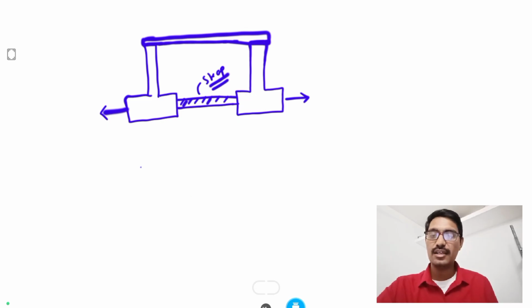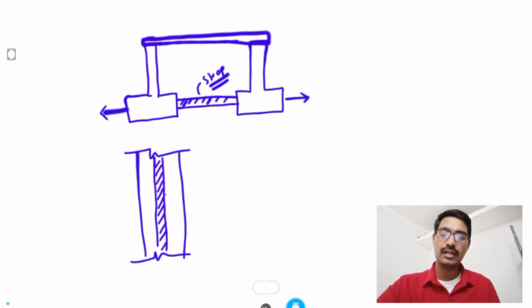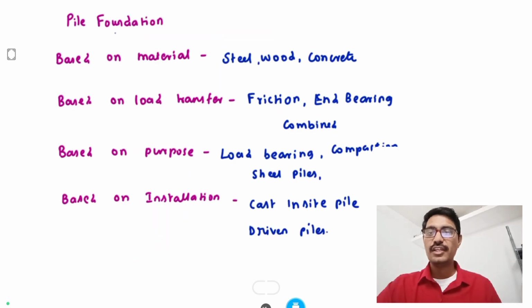Another thing is, if there is one wall, we provide the footing like this, and that is called strip footing or wall foundation. In a load bearing structure, the footing is called strip footing. Strip footing is mainly provided for load bearing structures. So these are all some shallow foundations. The next thing is pile foundation.